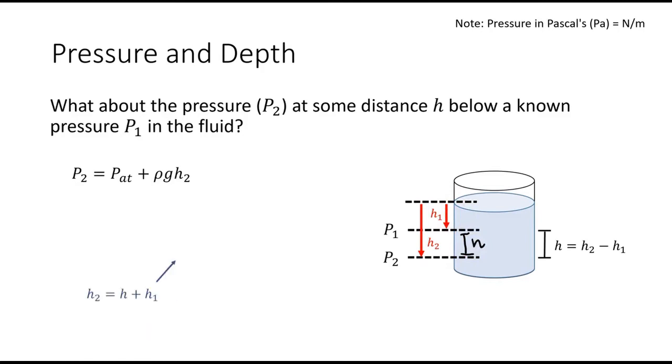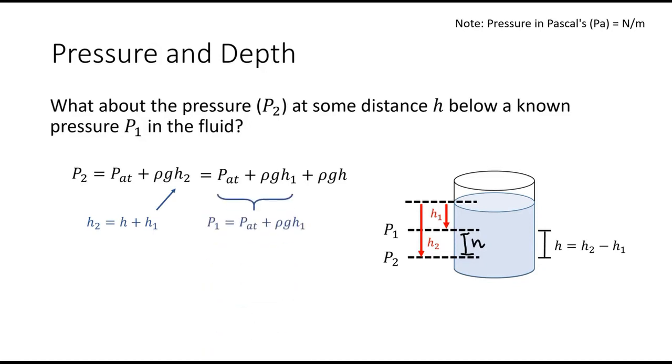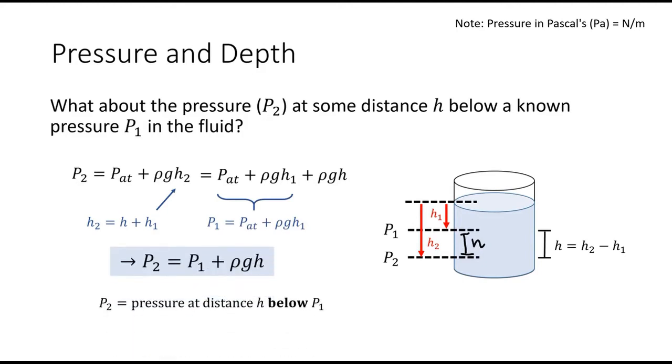All right, and so I'm going to use that in my P2 equation that I have over here on the left-hand side. I'm just going to plug in for H2, that H2 is really equal to H plus H1. Okay. So then with that in mind, rho times G will get distributed to both the H and the H1. And what I get is P atmosphere plus rho G H1 plus rho G H. Okay, and the way I wrote it out, hopefully we recognize that P atmosphere plus rho G H1, that's really the pressure at location 1. And so then what I'm left with is just P2 equals P1 plus rho G H. So P2 is the pressure at a distance H below P1.